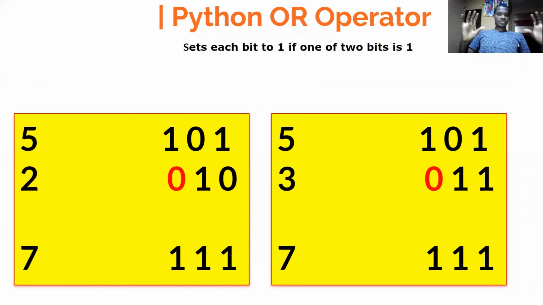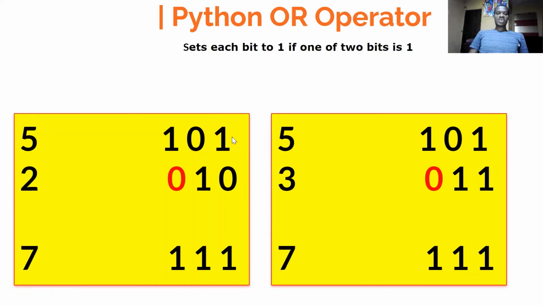Okay? So now remember a basic rule for the OR operator. It sets each bit to 1 if 1 of the 2 bits is 1, it sets it to 1, okay? Now, the binary value of 5 here is 1, 0, 1. The binary value of 2 is 1, 0. But of course, you add an extra 0 here, just to complete it. Then you can perform the comparison.